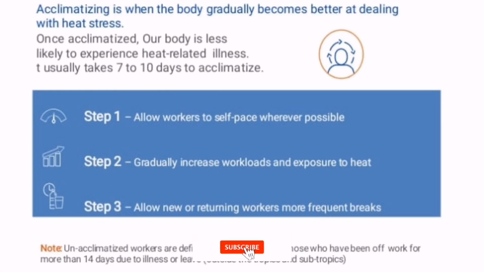The next tool which can be used to reduce or eliminate the exposure to heat stress on the human body is acclimatization. What it means is that once acclimatized, our body is less likely to experience heat-related illness. You have to gradually increase your exposure to the heat. Usually it takes 7 to 10 days to acclimatize. Step 1: allow workers to self-pace whenever possible. It means give the worker the quantity of work which they can perform easily as per their human capacity.